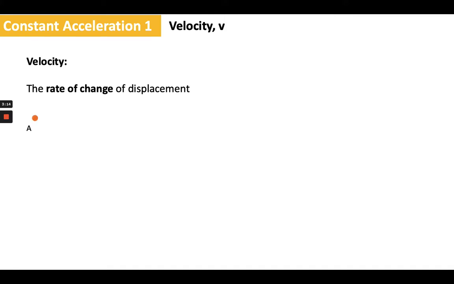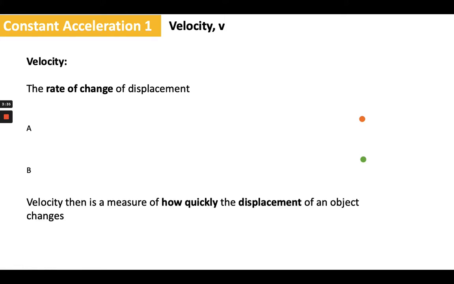Just to illustrate that as well, if I've got these two particles, A and B, and they both then move, I can clearly see that B has moved significantly faster than A. The reason I know that B has moved faster is because, given that the displacement is the same, it has happened more quickly. So the velocity is a measure of how quickly the displacement of an object changes.